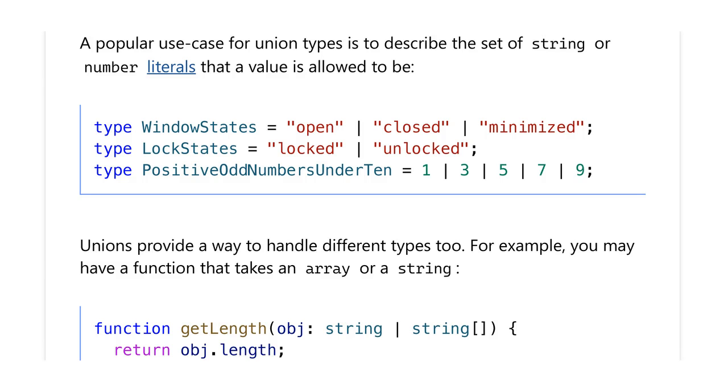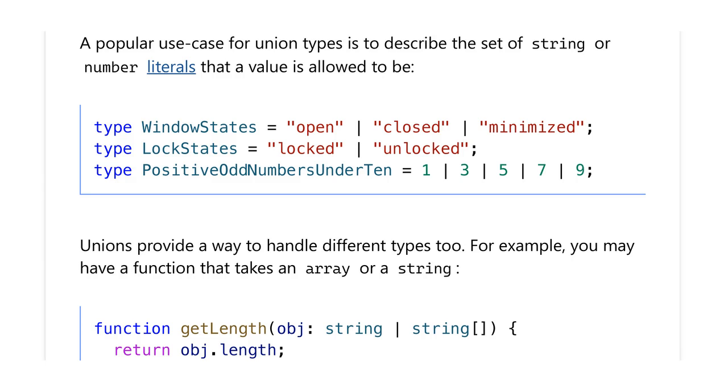A popular use case for union types is to describe the set of string or number literals that a value is allowed to be. type WindowStates = "open" | "closed" | "minimized"; type LockStates = "locked" | "unlocked"; type PositiveOddNumbersUnderTen = 1 | 3 | 5 | 7 | 9.